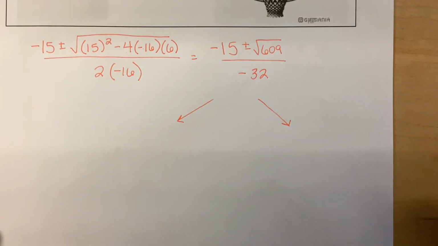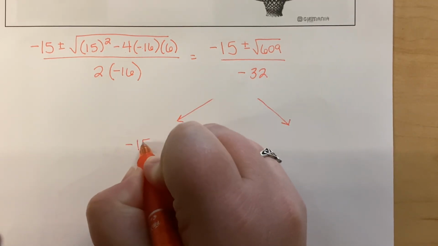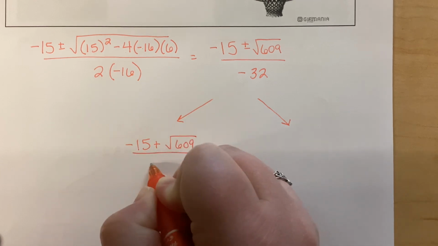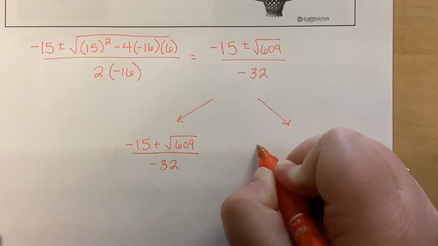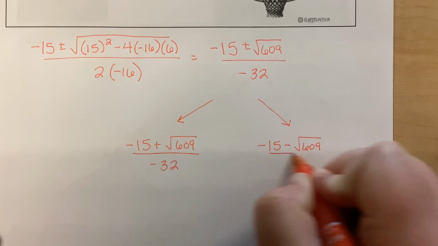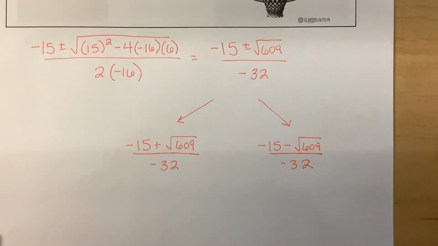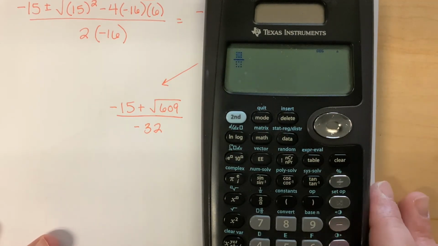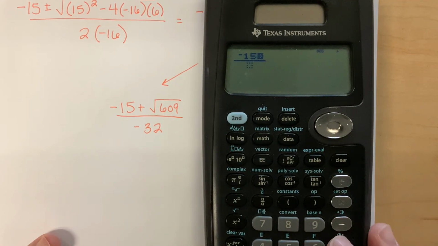It's completely up to you. So we have negative 15 plus the square root of 609 over negative 32, and we have negative 15 minus the square root of 609 over negative 32. All right, I'm going to use the fraction function on this calculator. So it's negative 15 plus the square root of 609. On the bottom is negative 32.